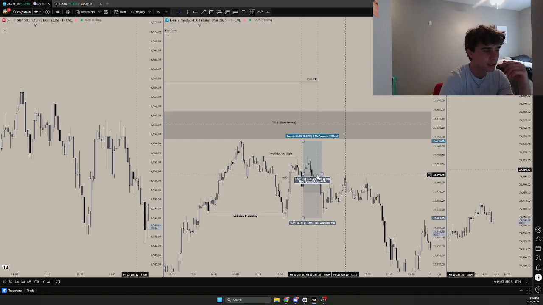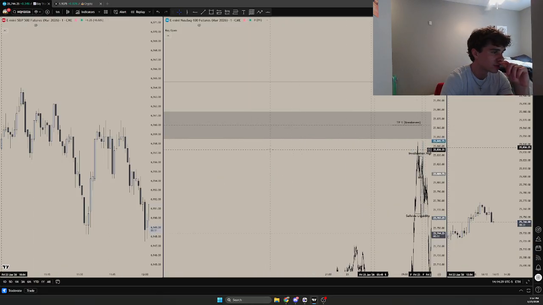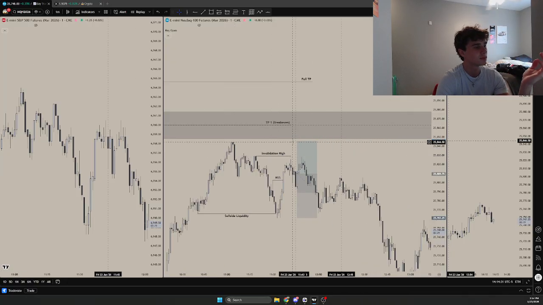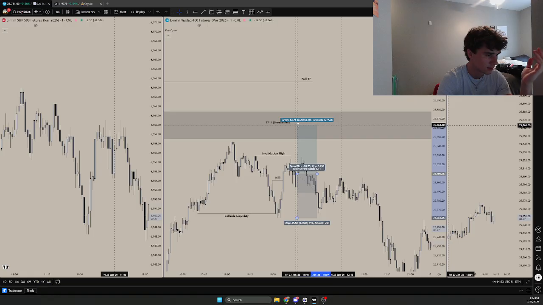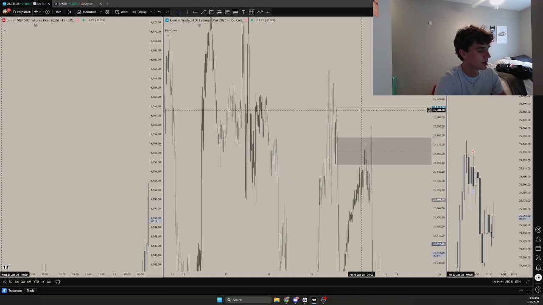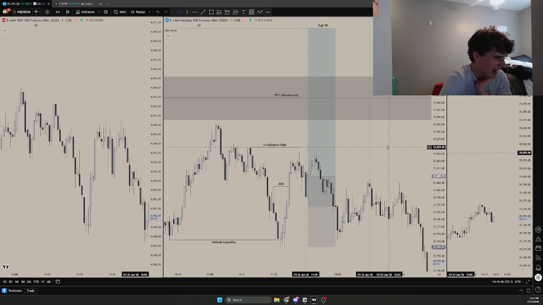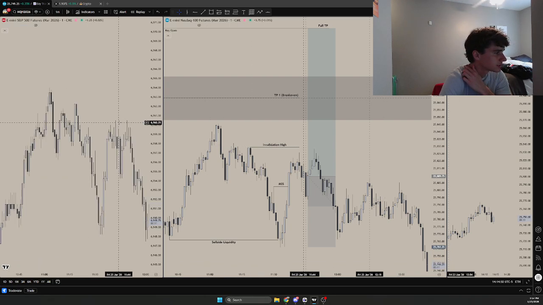You know what I mean? And if we're gonna take this high, I really think we're gonna fill the midpoint of this gap, even though it's already filled. It's just one of those things where that's just gonna be my TP1. And then full TP was at this buy side liquidity on the 15 right here. And then we edged this high. And we had equal highs on ES.